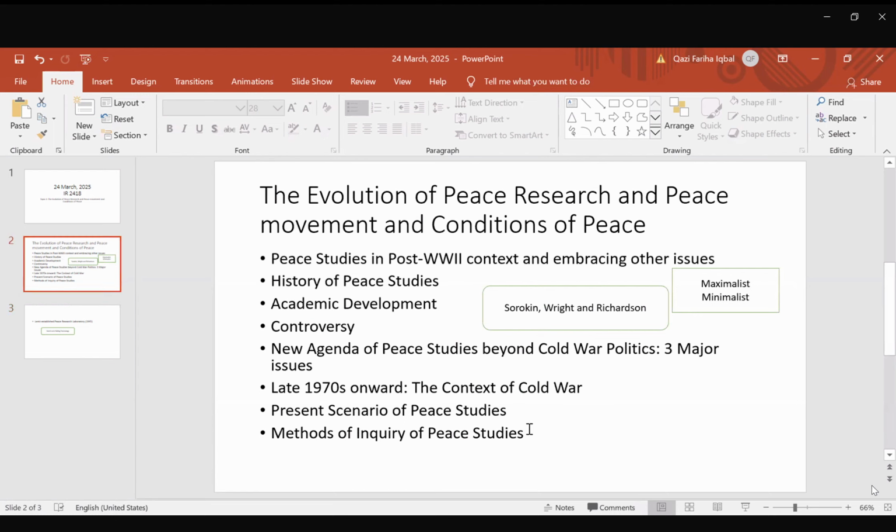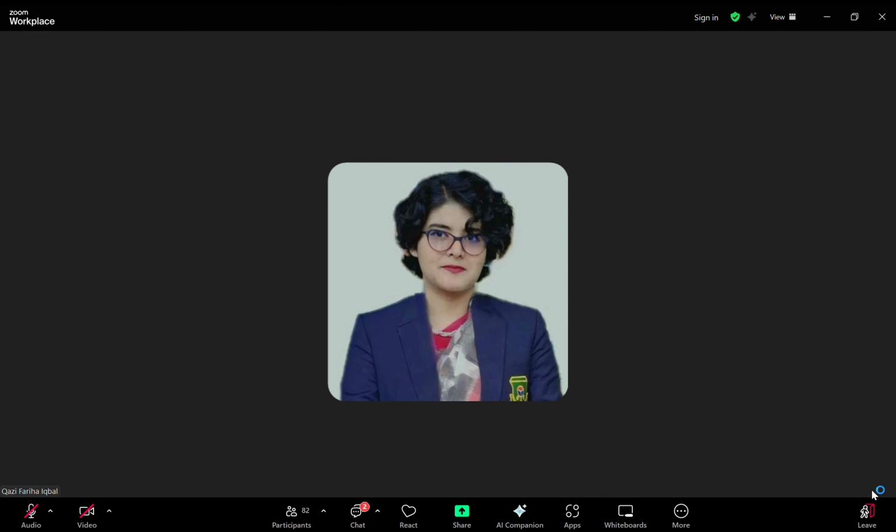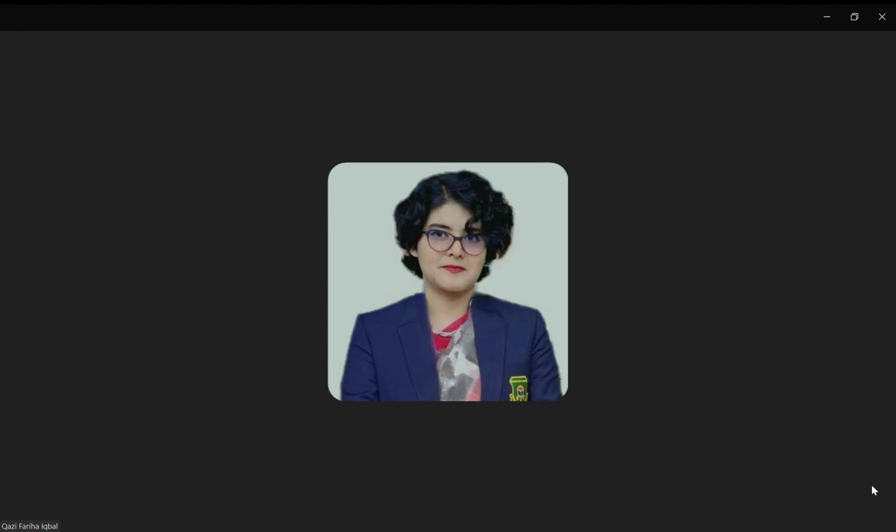So these are two prominent methodological aspects in the inquiry of peace studies. One is the scientific approach, another one is the interpretive analysis. So for today, that's all.